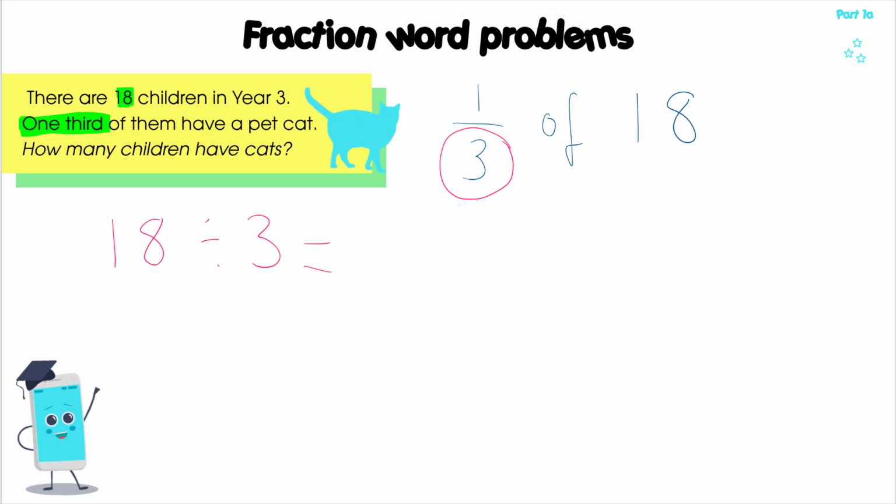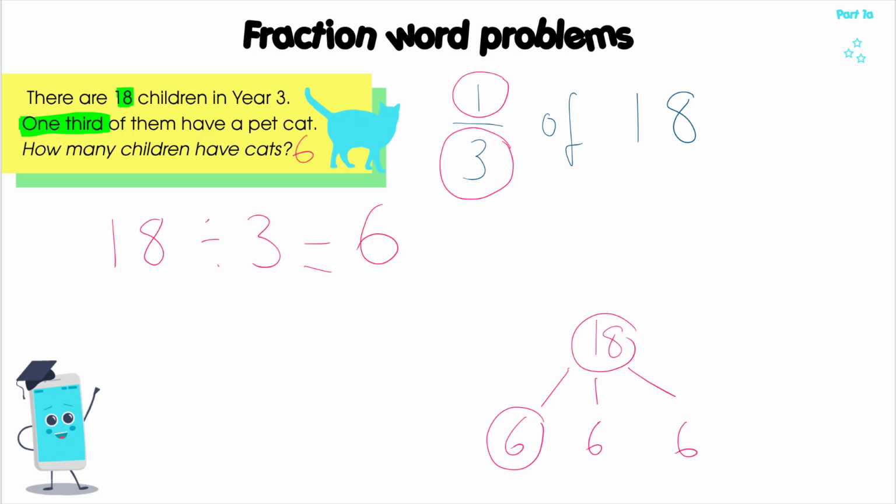Again, if I don't know my times tables very confidently, I could use counters or the bar model, but we're going to be working towards using our times tables. So I'm going to count up in 3s till I get to 18. 3, 6, 9, 12, 15, 18. That was 6 times. So if I had my 18 children and I split them into 3 groups, I would have 6 in each group. And I want to look at one of the groups. So just one of the groups is my answer. My answer is 6. 6 children have cats.